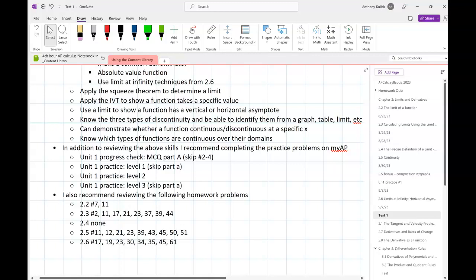Yeah. But each piece has been continuous over its domain. Okay. So, like, take with that what you want.